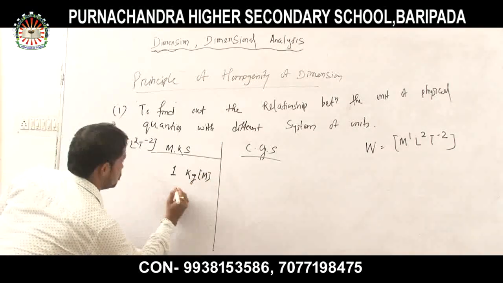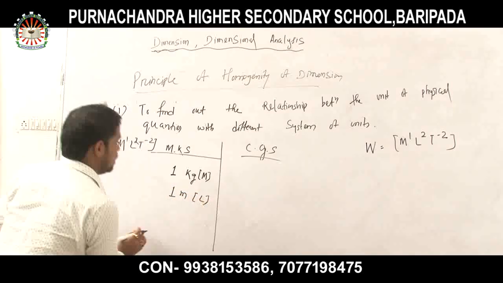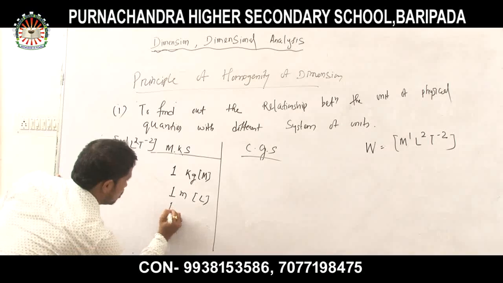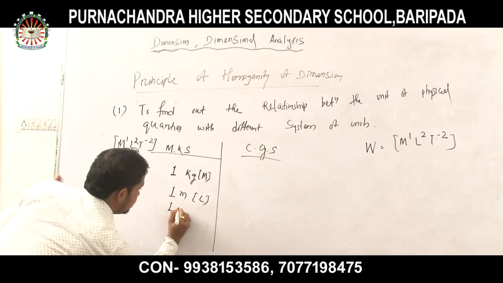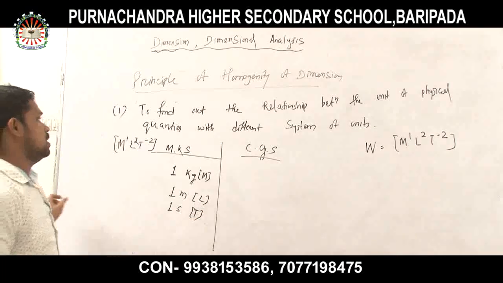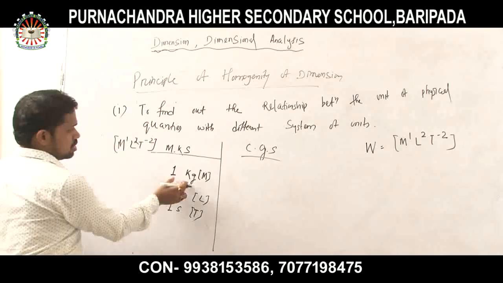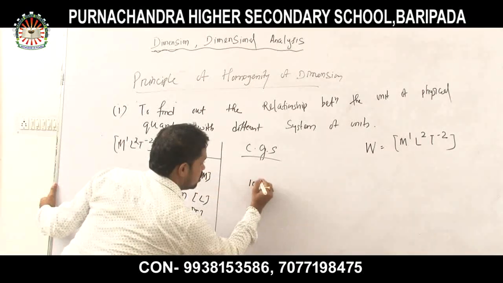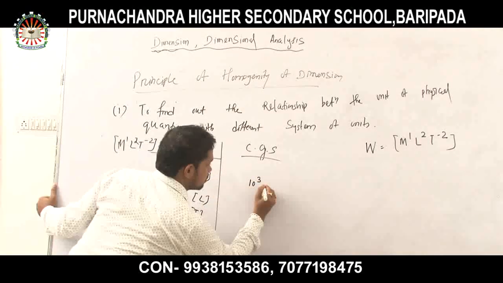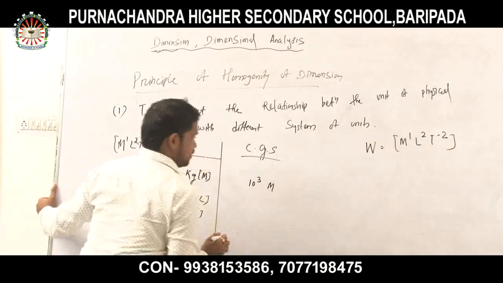Okay, then this is your 1 meter. This is your L. Then this is your 1 centimeter, your second. Clear? This is your T. So now 1 kg. Very simple. So 1 kg is equal to 10 to the power 3 gram. Okay, so this is your M.